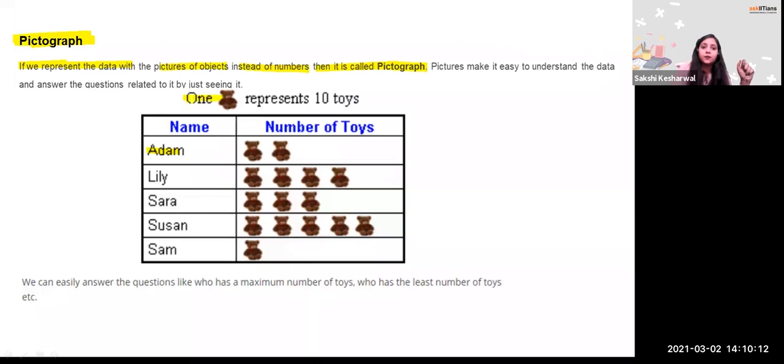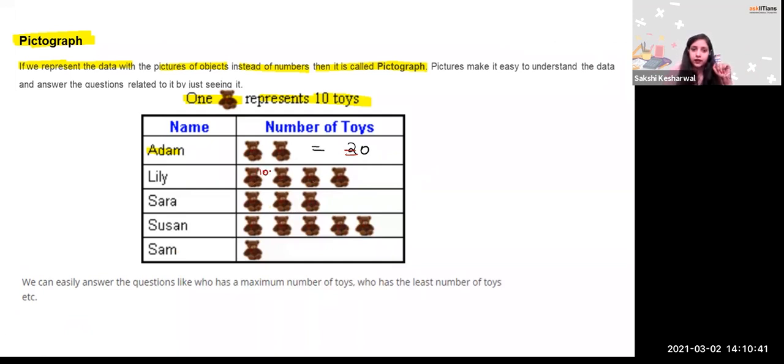But here, let's read out what the data wants to say. It says that one teddy represents 10 toys. Means what? If I have made this one teddy, this is equal to how many? 10 toys, right? So what do you mean by this? Just take an example. Now how many is Adam liking? Adam will be liking 20. Yes or no?